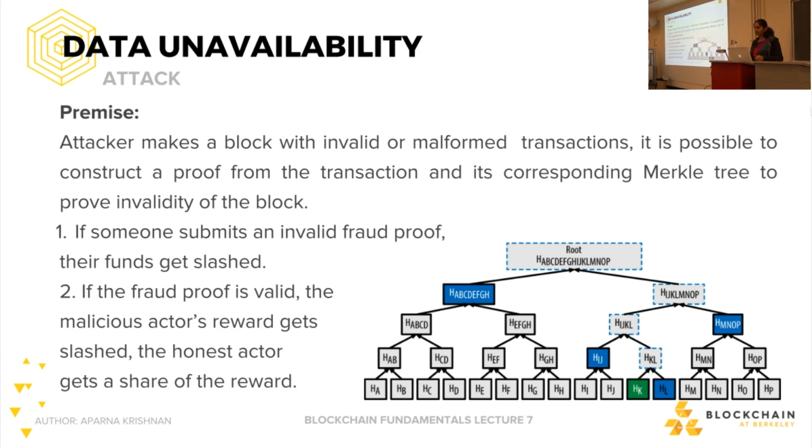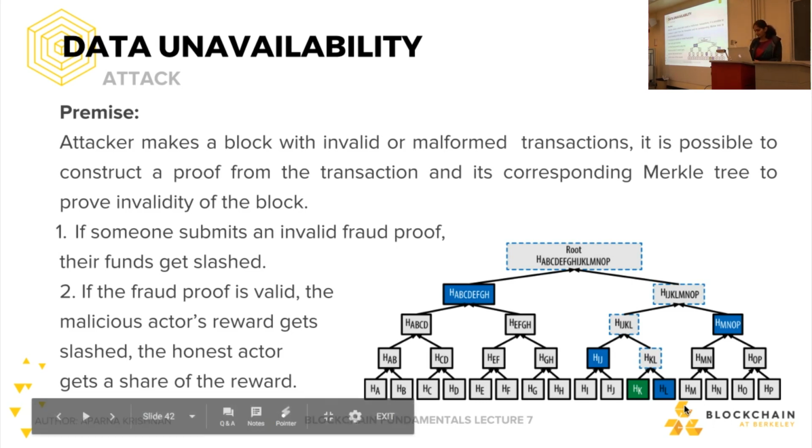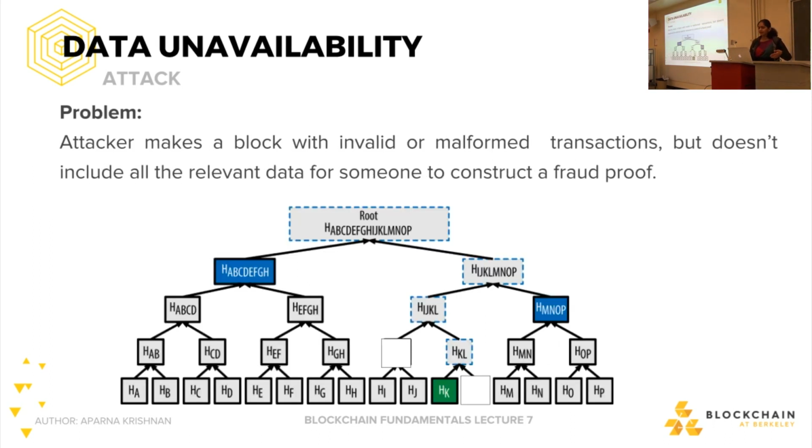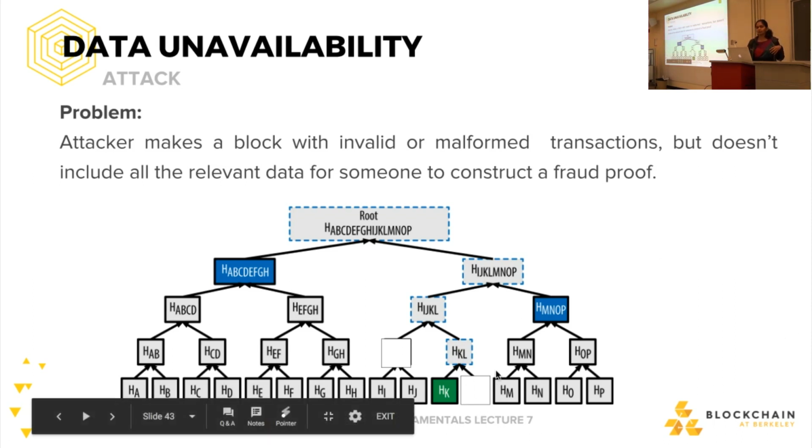So to call out someone, you would generate what's called a fraud proof. So you would basically just submit all these blue hashes, and if they hash to the same value as the Merkle root, it means your proof is valid. If not, it's invalid. So if you're just being someone who wants to call out people randomly, you're going to have to put in a security deposit and have that slashed if you're just calling out people wrongly. But if your fraud proof is valid, then the malicious actor's reward gets slashed and you get some of that reward in return. The problem here is, what if the attacker just chooses to hide some of the ill-formed data?